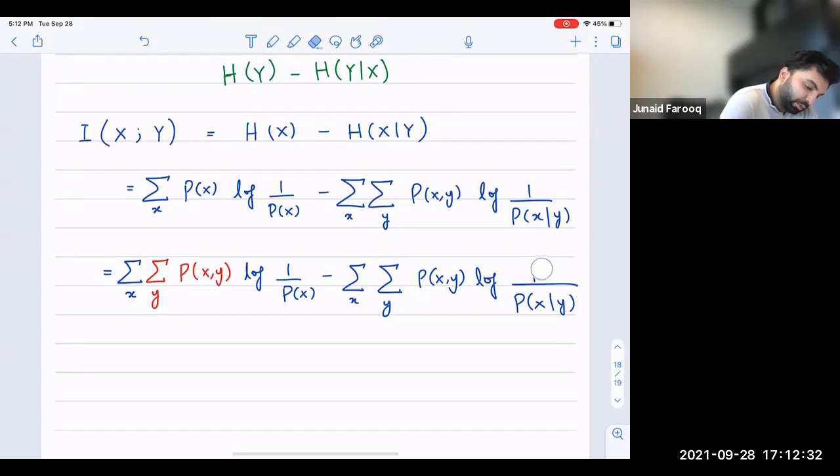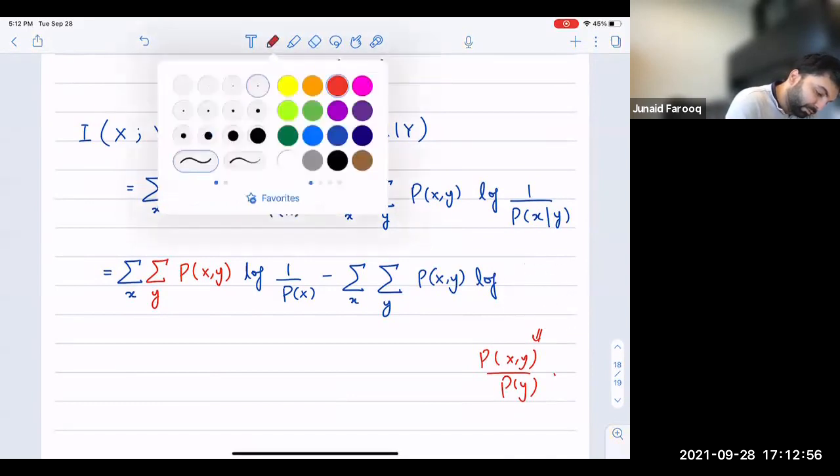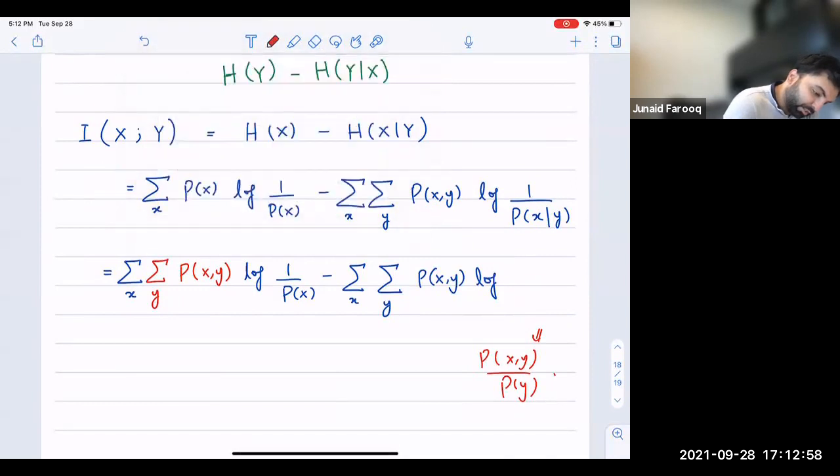Now here, what you can say is, this thing here is actually p of x y divided by p of y. Right? So the denominator actually can go up, and we can replace this fraction with p of y divided by p of x comma y.